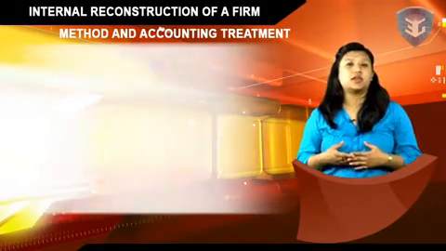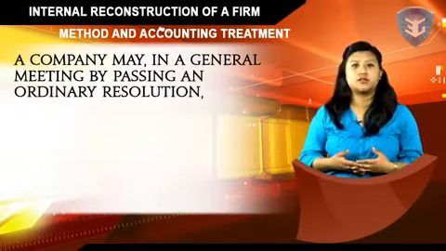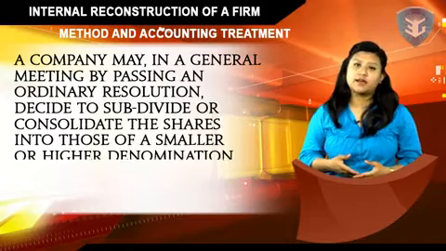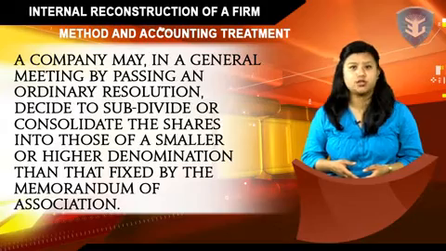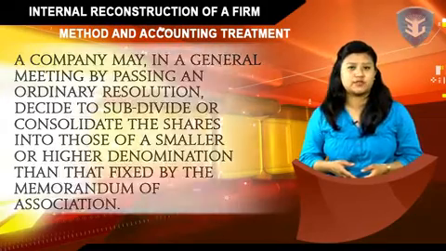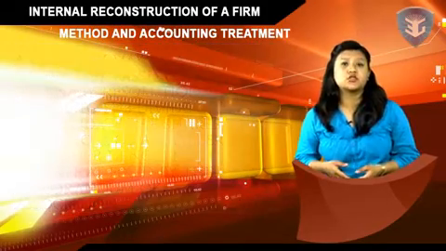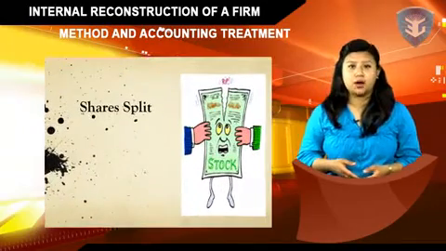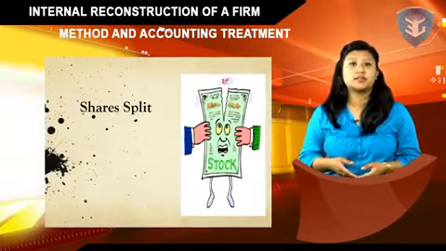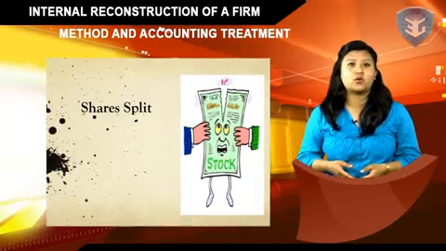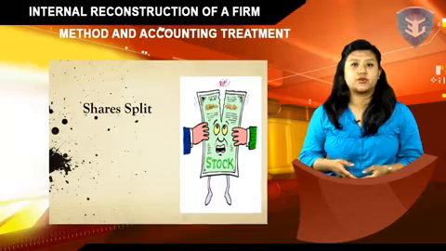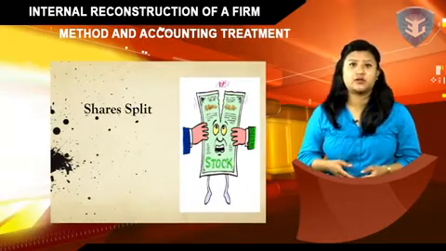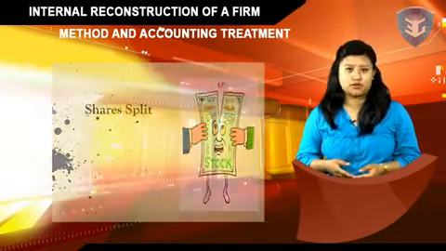Alteration of share capital, subdivision and consolidation of shares. A company may, in a general meeting by passing an ordinary resolution, decide to subdivide or consolidate the shares into those of a smaller or higher denomination than that fixed by the Memorandum of Association, so long as the proportion between the paid up and unpaid amount, if any, on the shares continues to be the same as it was in the case of the original shares. A notice specifying alteration made must be given to the registrar within 30 days of alteration.